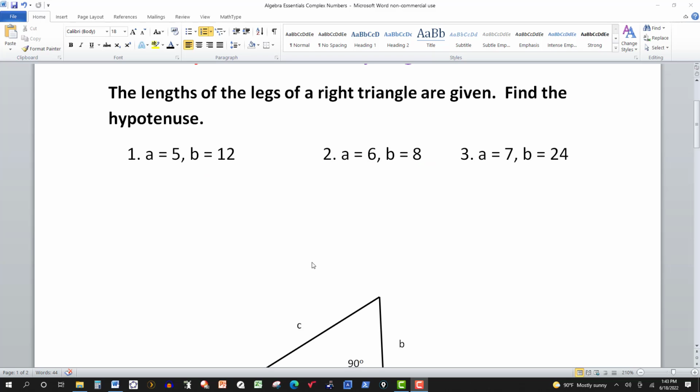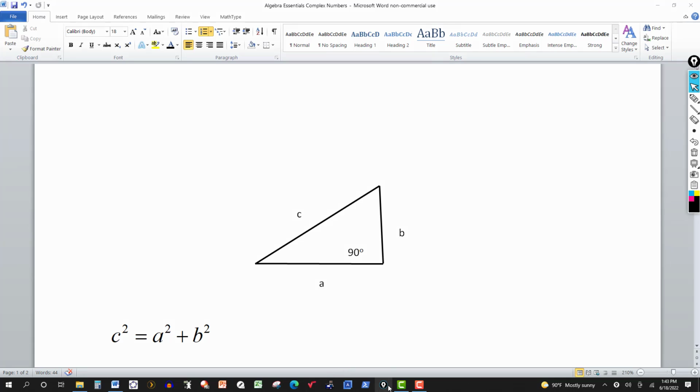Okay, just a little review here. Now we know that in a right triangle we have one 90-degree angle and two acute angles. Sides A and B here are the legs of the triangle. Side C is the hypotenuse, and that's always opposite the 90-degree angle, so that's your longest side, because all the other angles are smaller than 90 degrees.